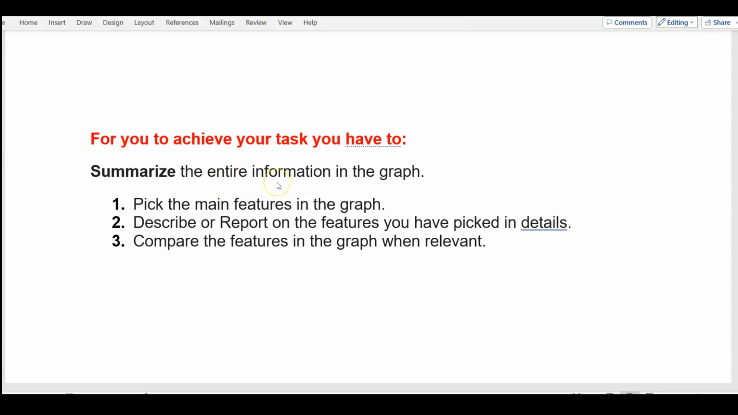So you are going to summarize the entire information in the graph. And how do you do it? You are going to pick the main features in the graph.